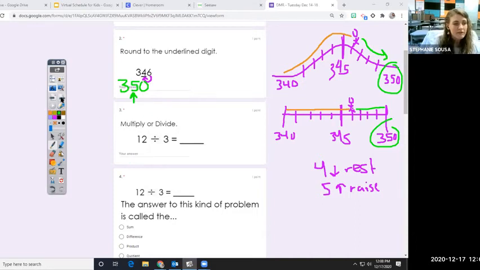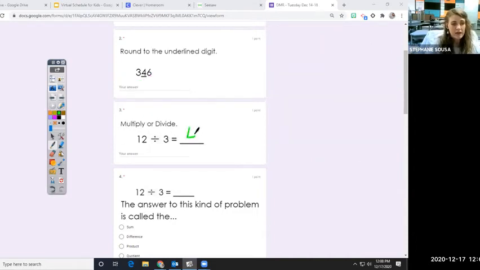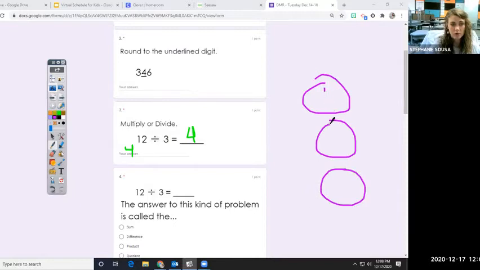Multiply or divide. This is dividing, and your answer should have been 4. 12 divided by 3 equals 4. I could have made 3 groups and then put 1 in each group until I got to 12, which would take 4 items. Okay, questions on that one?